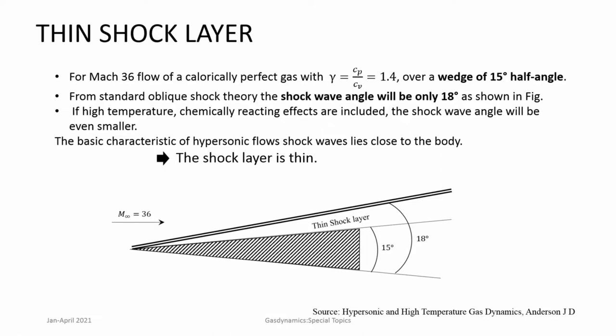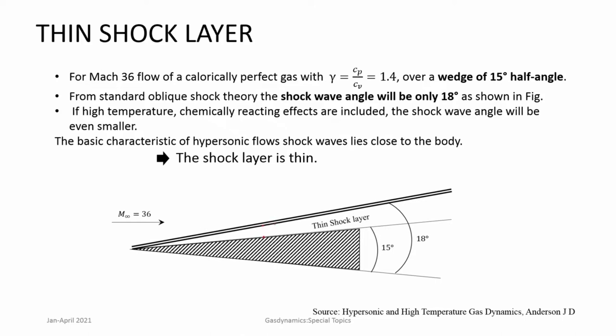So, consider for example a very thin wedge of angle 15 degrees and very high Mach number, say Mach 36, what we were considering earlier. Just consider for the sake of argument that the gas is a perfect gas and gamma is 1.4. We find that the angle of the oblique shock that this wedge makes is 18 degrees. Now, the angle of the wedge itself is 15 degrees and the shock wave is at 18 degrees. It is not very far away from the body. That means that the shock is very close to the body, and across the shock there is a sudden jump in pressure, temperature, density and so on. Very high temperatures can be encountered in this small region between the shock and the body.